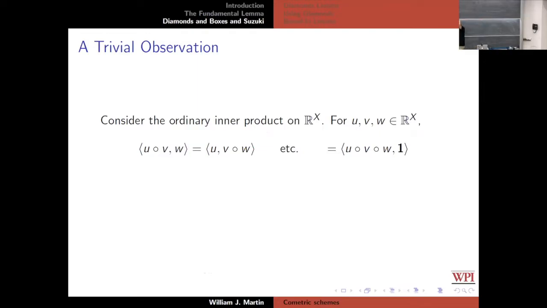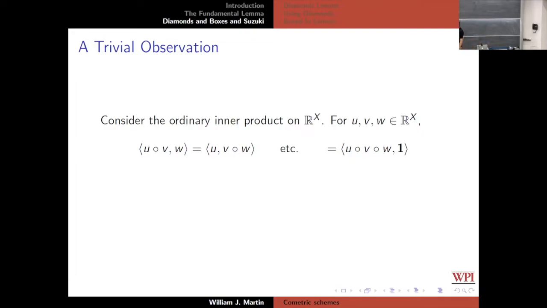The inner product of U entrywise V, it's a real number, let's not take the Hermitian inner product. The inner product of U entrywise V with W is the same as the inner product of U with the entrywise product of V and W. You're just taking triple products and then summing them over all vertices, right?